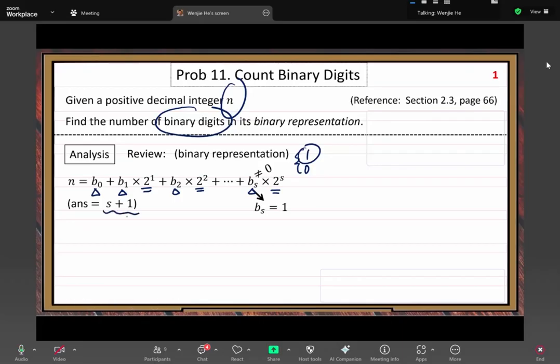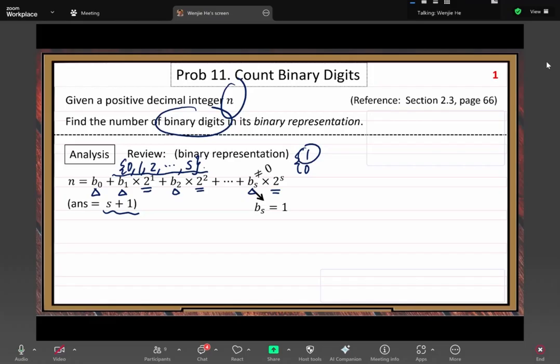Can you see why the number of bits should be s plus 1? In this representation, you have s plus 1 coefficients. Here you count the b coefficients directly. The first coefficient, the subscript 0. Second coefficient, subscript 1. Next 2, and so on. The last one is s. So you count the number from 0 through s. It's s plus 1.